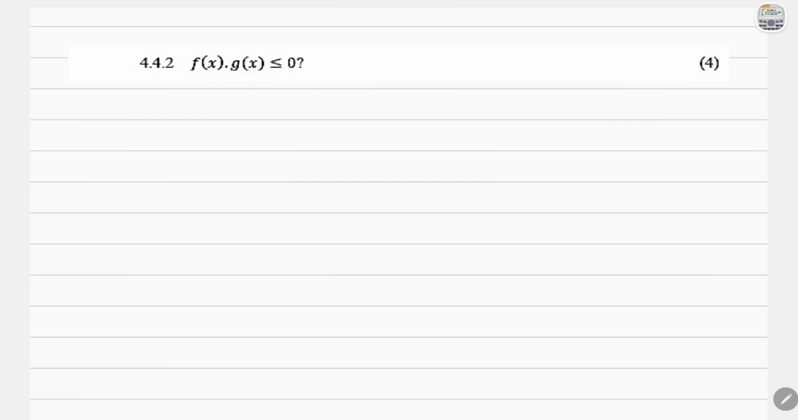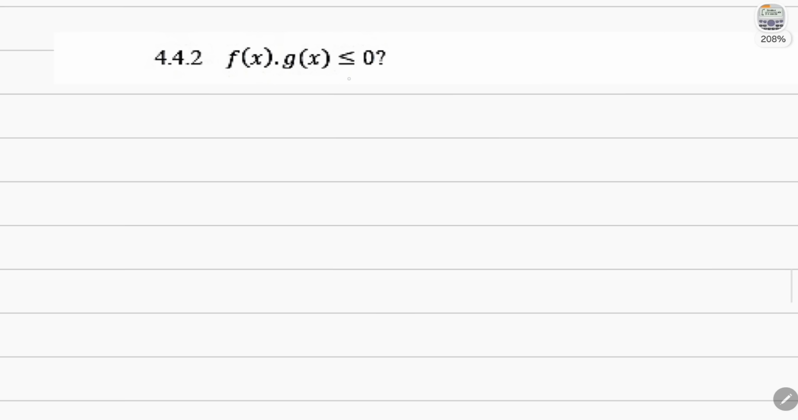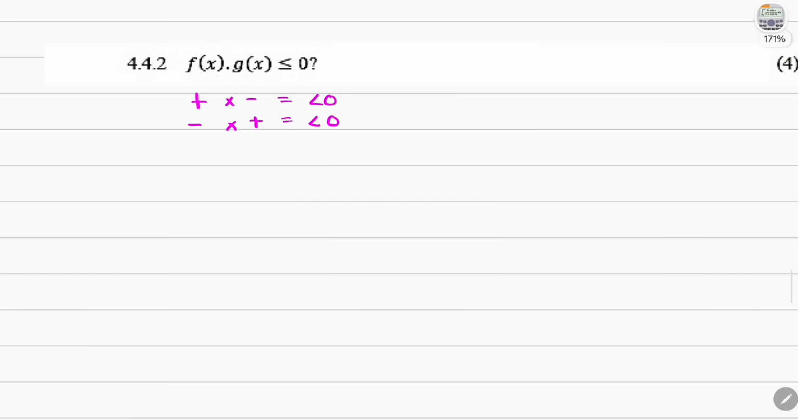Question 4.4.2 says we need to find the values of x for which f of x multiplied by g of x gives us a value less than or equal to 0. So the ways that we can get a value less than or equal to 0: with equal to 0, if either one of them is equal to 0, then we get 0. But with less than 0, if this is positive and you multiply it by a negative, you get a negative value, a value less than 0. If f of x is negative and you multiply it by g of x positive y values, you will get a negative. So this is what we are looking for, and let's see if we can find this in our diagram.